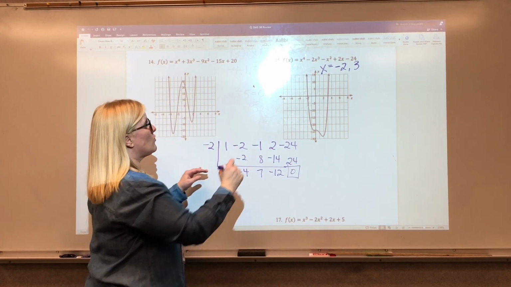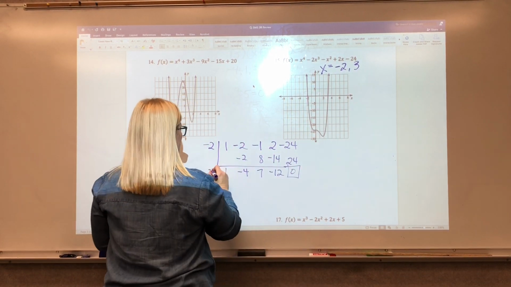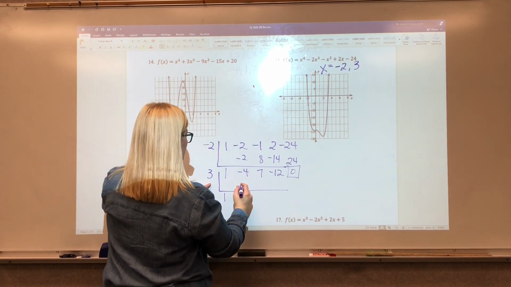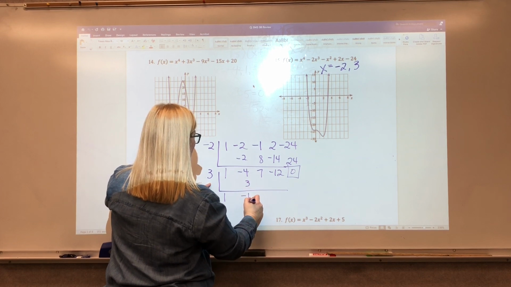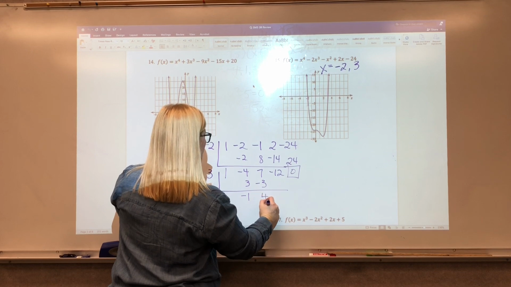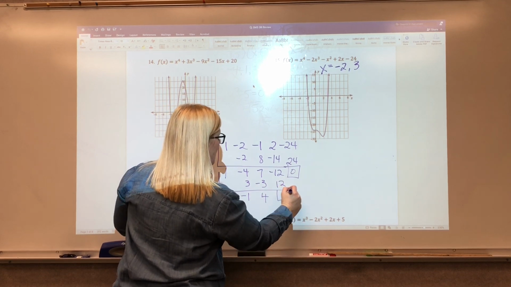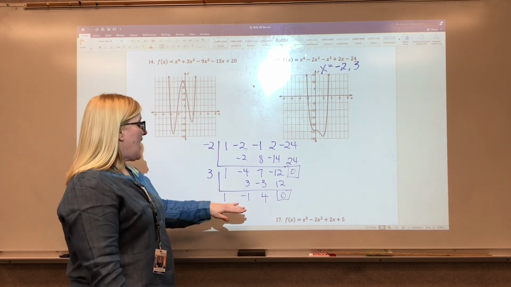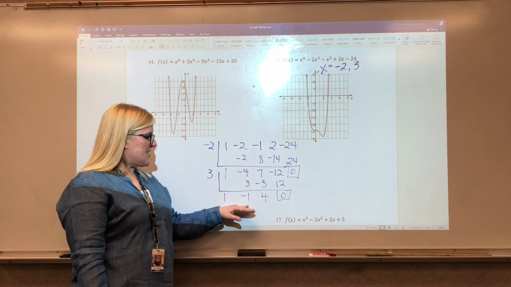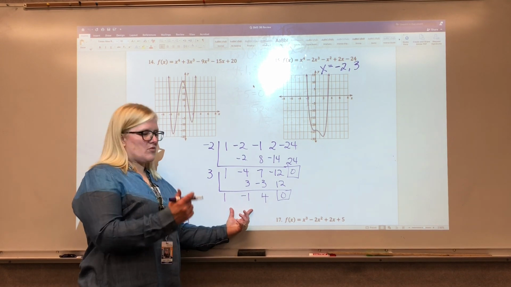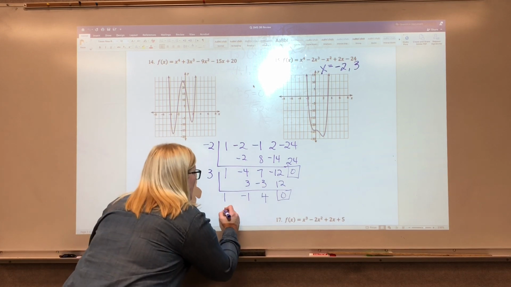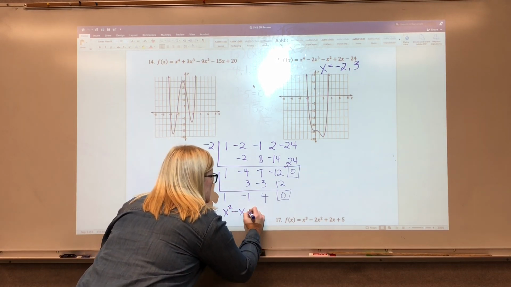I'm going to do it again with 3. So we drop down the 1, so 3, -1, -3. This is a 4, so 12. And we have a 0 again, which is what we want. Now we're left with what we use the quadratic formula for. And if you look at it, I could put the x's back in it. This would be x squared minus x plus 4.